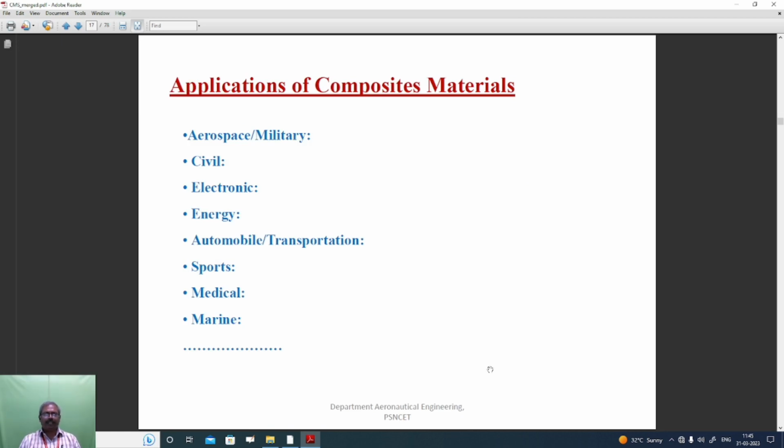Then, some areas of application of composite materials. In almost all areas of today's life we are using composite materials: aerospace and military, civil, electronics, energy, automobile and transportation sectors, sports sector, medical instruments and medical area, marine, and so on.